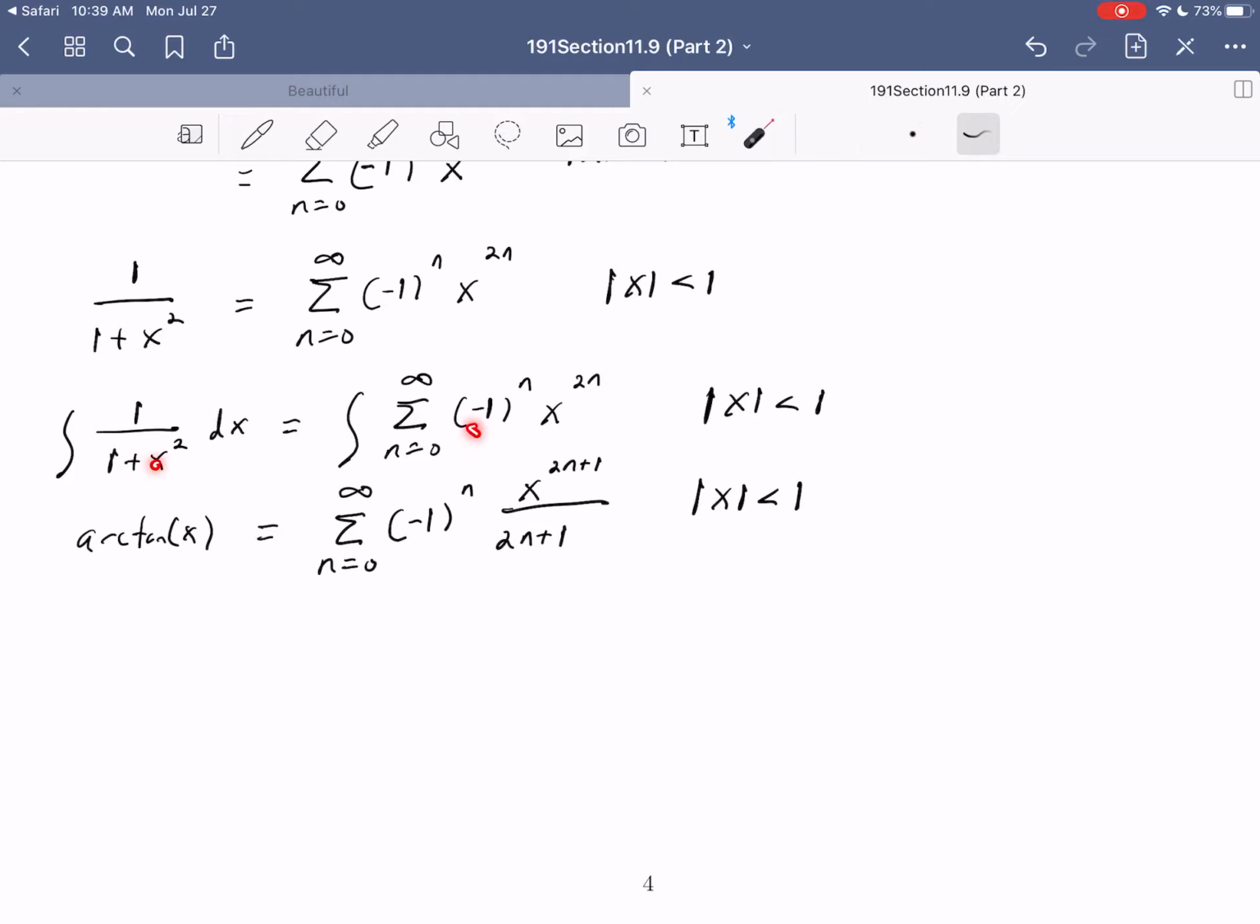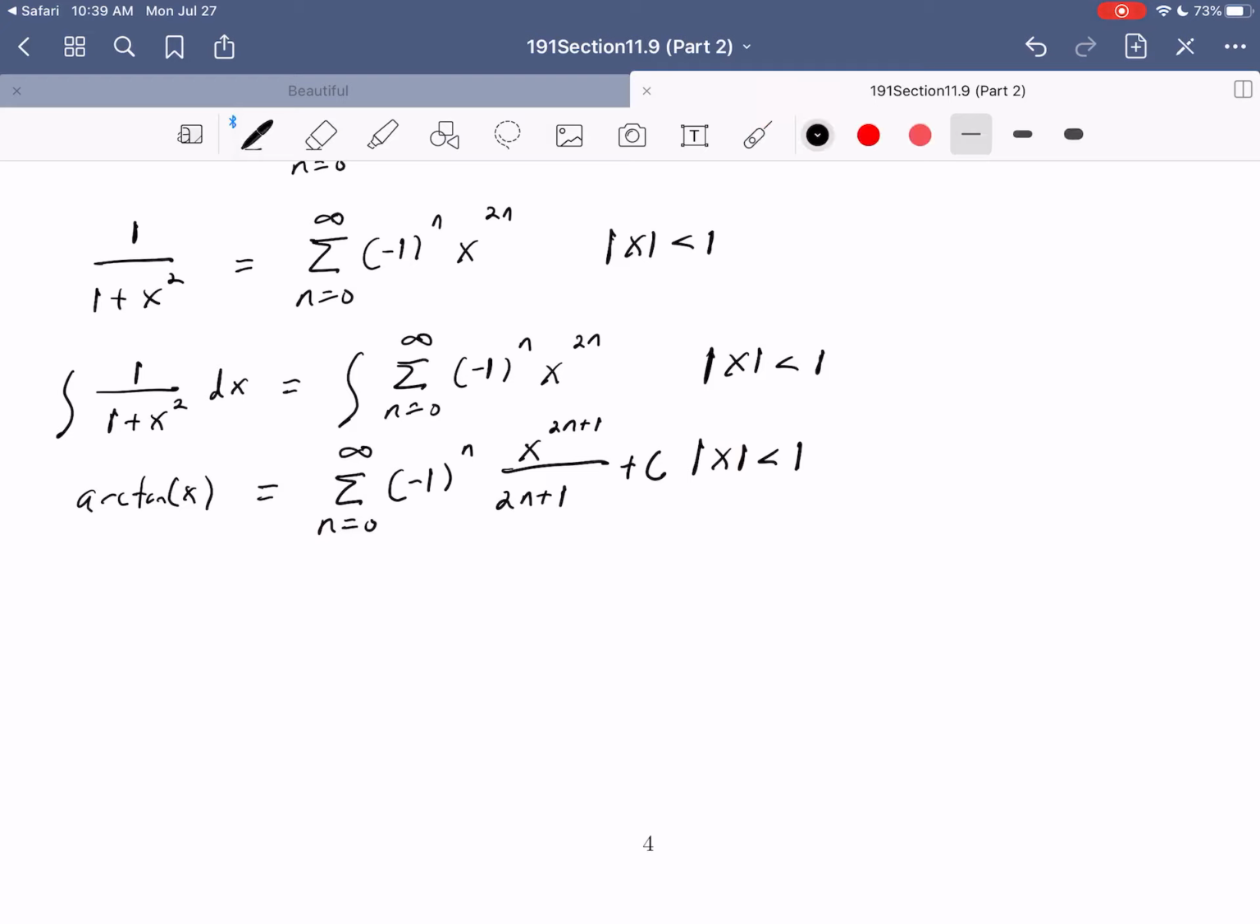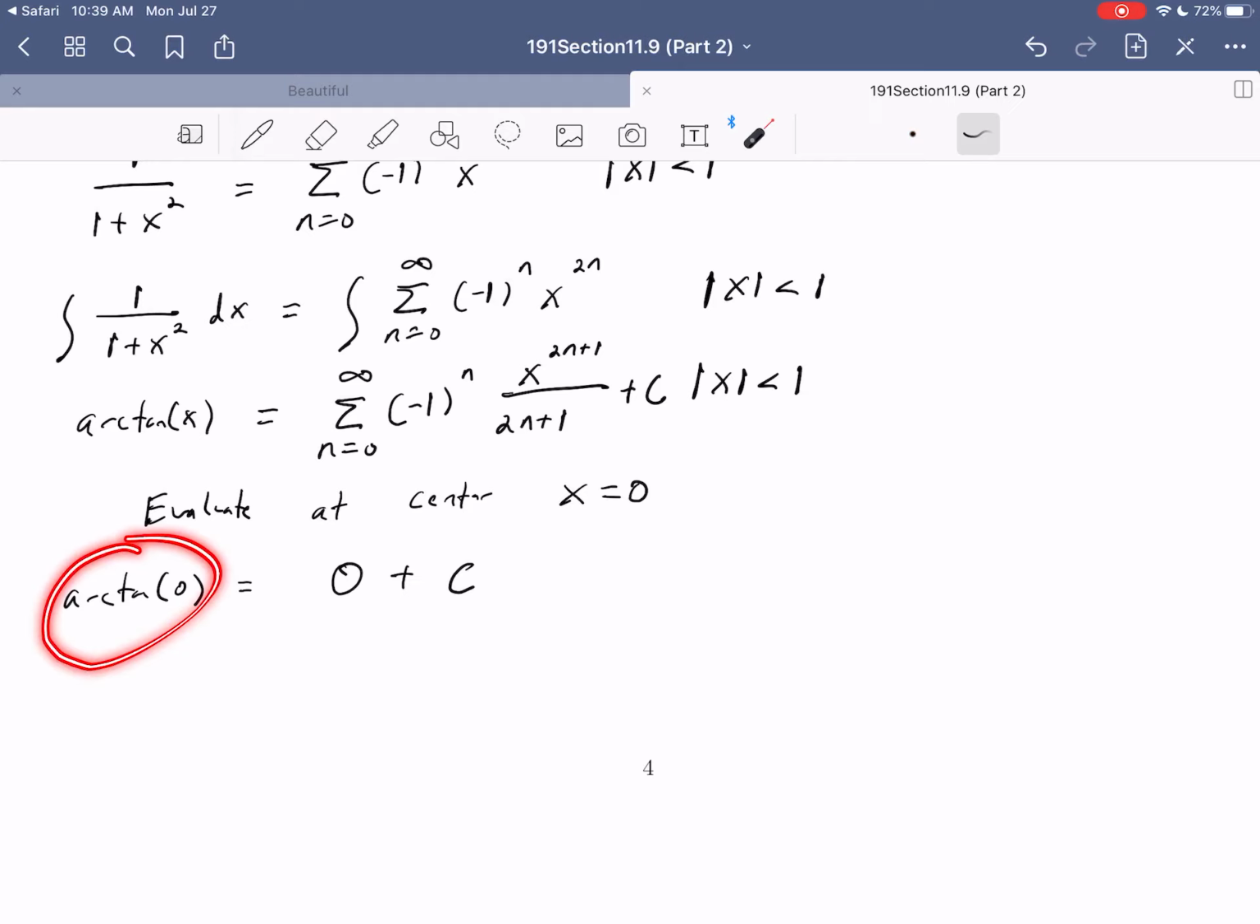Now again, we did our integral, so we need at least a plus c, so I'll put the plus c here. And we'll need to figure out what that unknown constant should be, because again, we're trying to come up with the explicit representation of arctan, not a whole family of representations. So let's go ahead and evaluate at the center, which in this case is x equals 0. You always want to use the center here, because that's going to zero out all these terms. So we get arctan of 0 is equal to 0 plus c. Well, arctan of 0 is also 0, so we get 0 equals c.